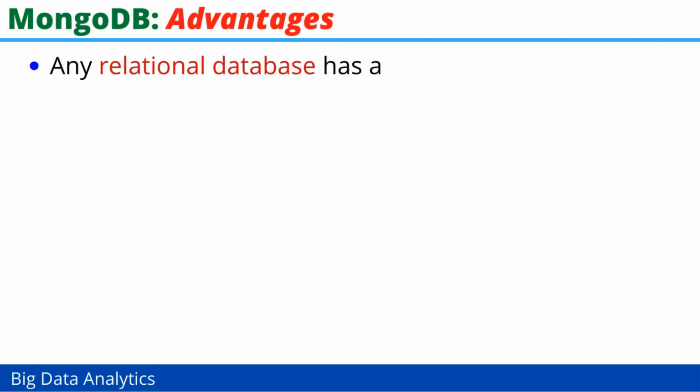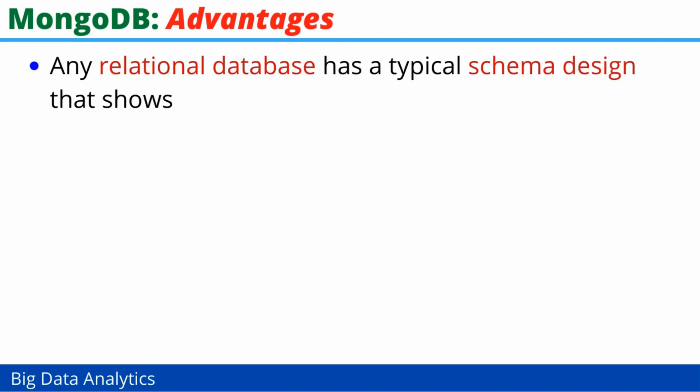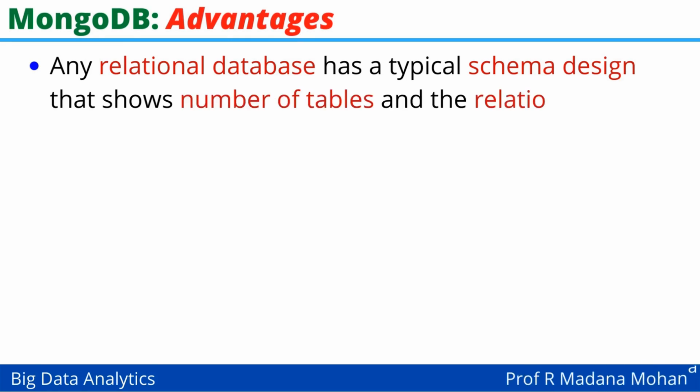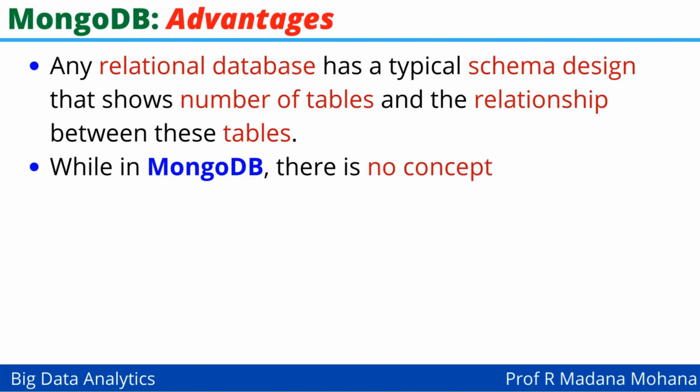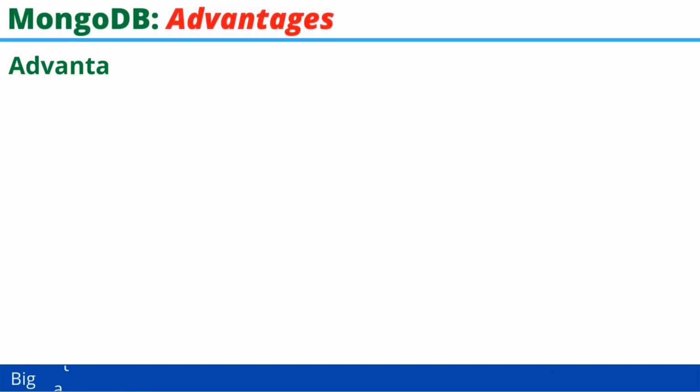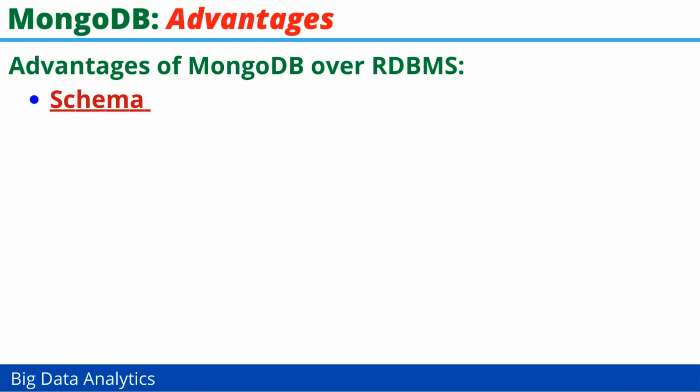Any relational database consists of a typical schema design that shows a number of tables and the relationships between these tables. While in MongoDB, there is no concept of relationship. There is a major difference between a normal relational database management system and MongoDB. Then the advantages of MongoDB over a relational database management system.